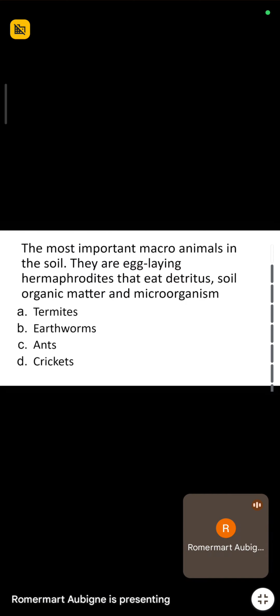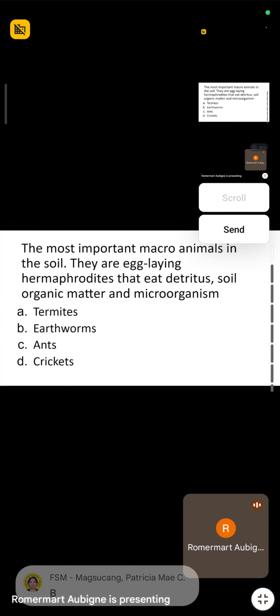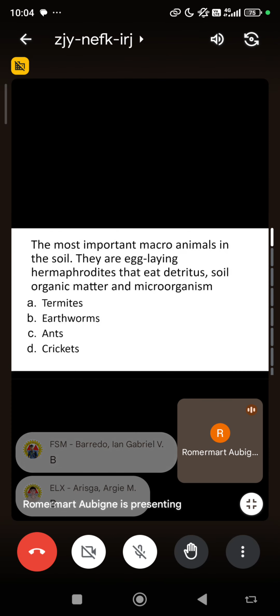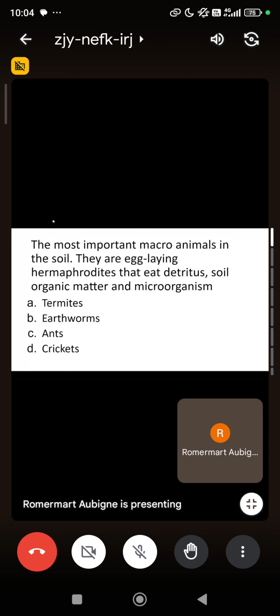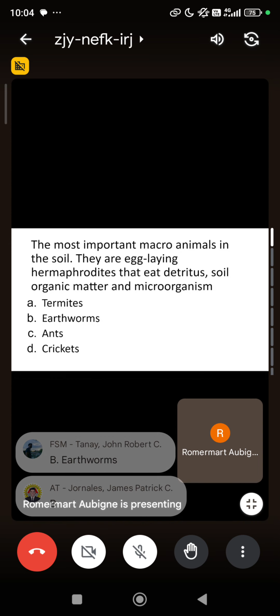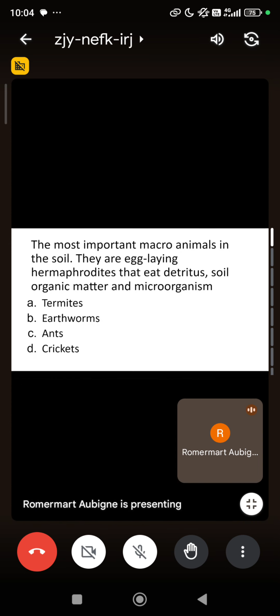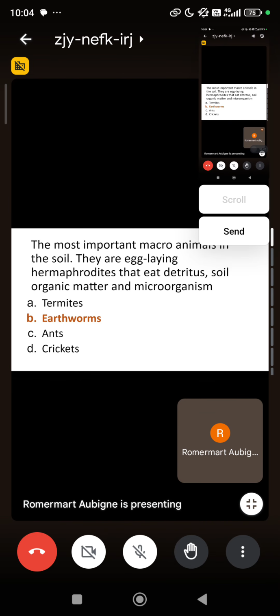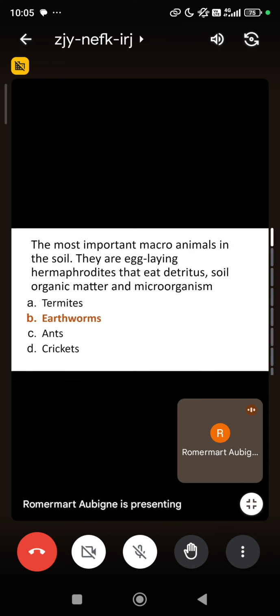The most important animals in the soil, they are egg-laying hermaphrodites that eat detritus, soil and organic matter, and microorganisms. A. Termites, B. Earthworms, C. Ants, D. Cricket. Okay, the right answer is earthworms. Earthworms, ito po ang kaibigan ng ating mga magsasaka, kanilang farm.